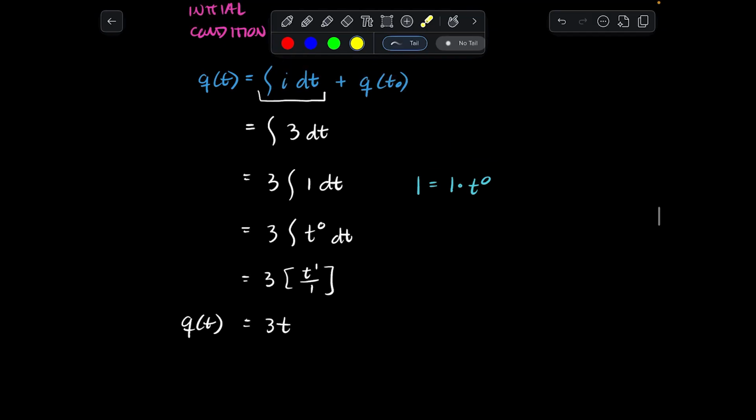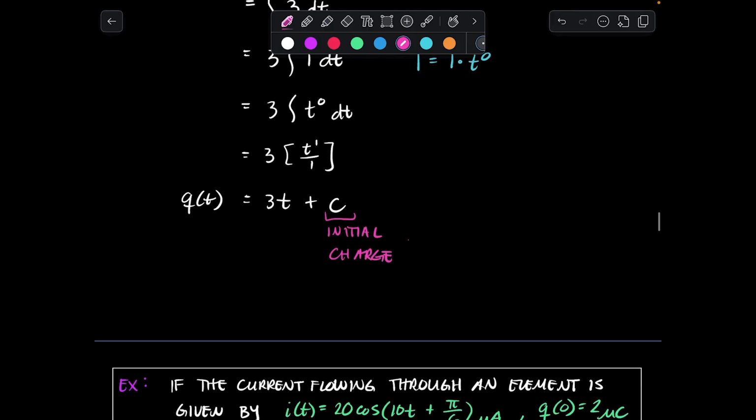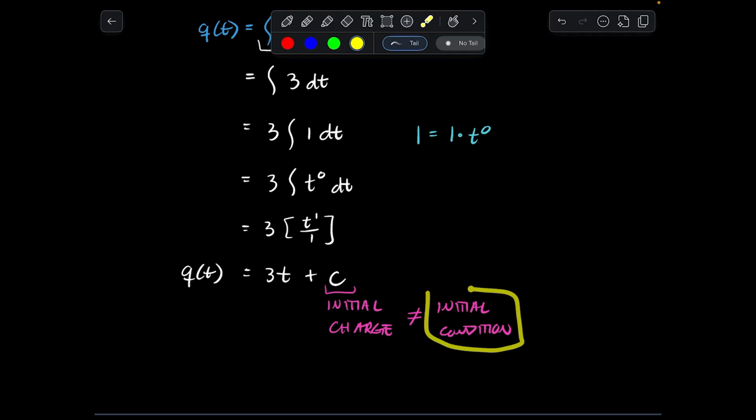But remember, this is an indefinite integral. And so there's going to be some constant left over. This is going to be our initial charge. And this is not equal to the initial condition. However, we do use the initial condition to find our initial charge. And here's how we're going to do that.